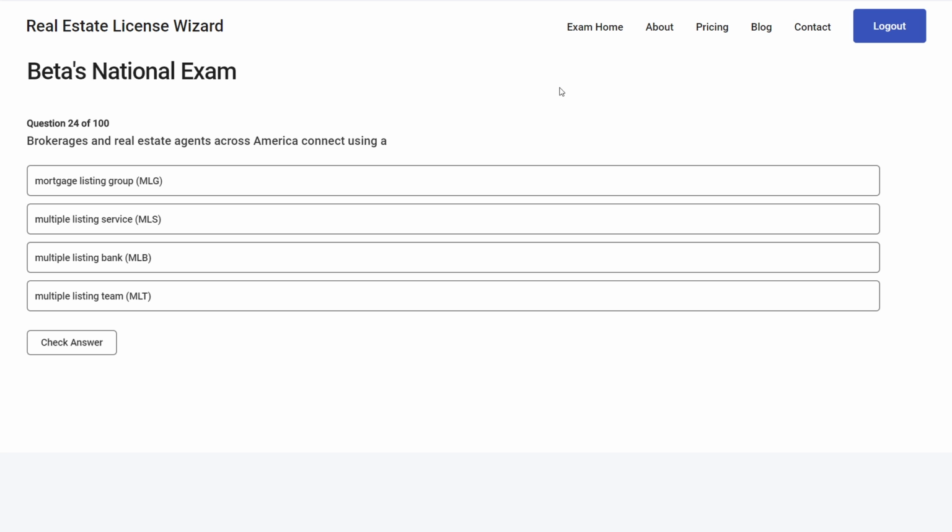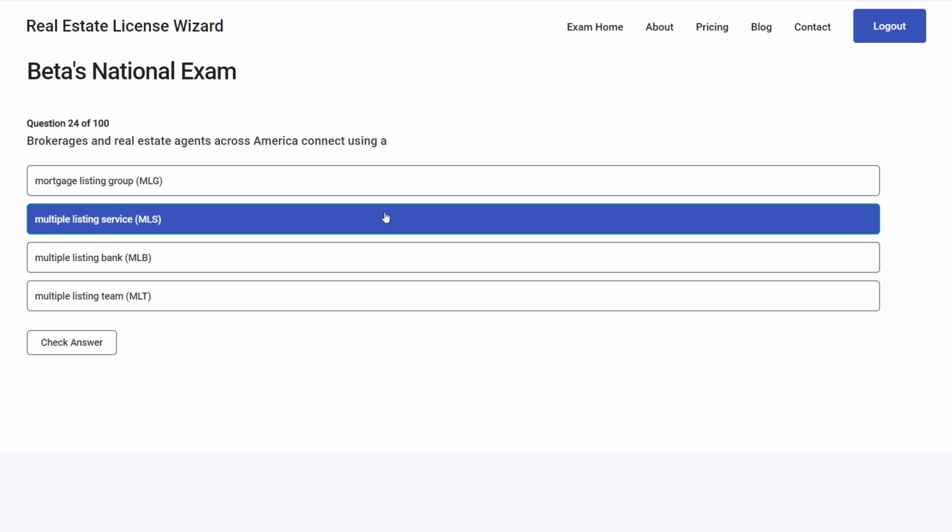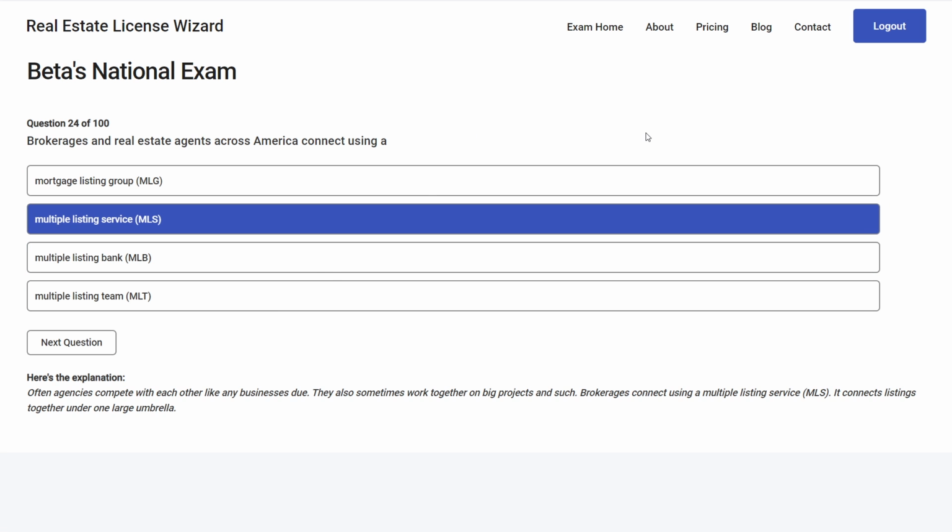Alrighty, so the correct answer for this one is the MLS, multiple listing service. So obviously agencies compete with each other, like any businesses, but sometimes they work together on big projects and such. But brokerages connect using a multiple listing service. If you have bought a house before, or maybe you haven't, when you contract with a broker or a salesperson, they're going to give you access to the MLS. Basically, you can look at all the houses available in your area, and they're not exclusive to your brokerage.